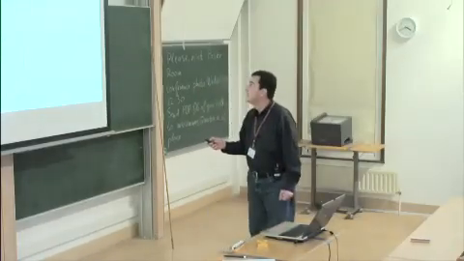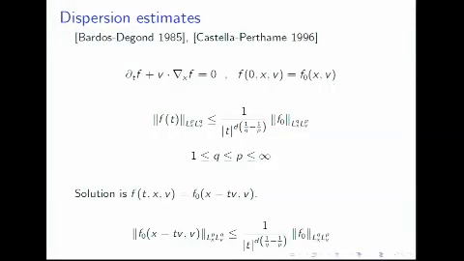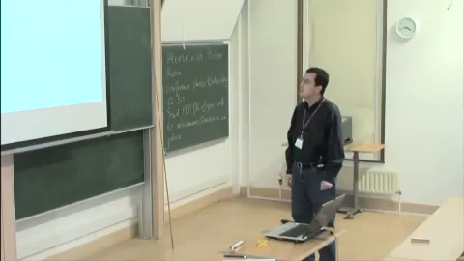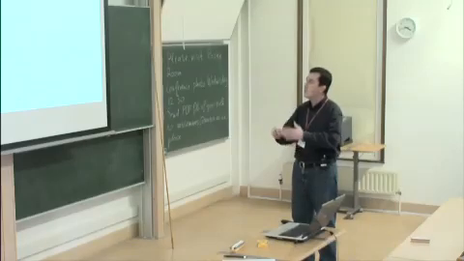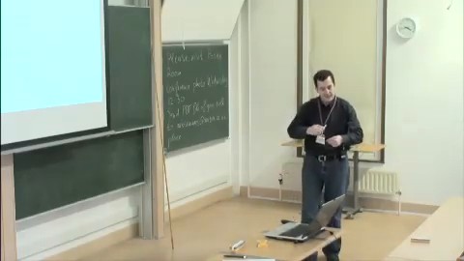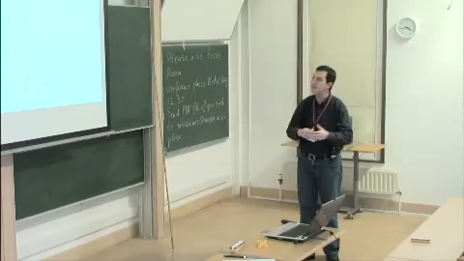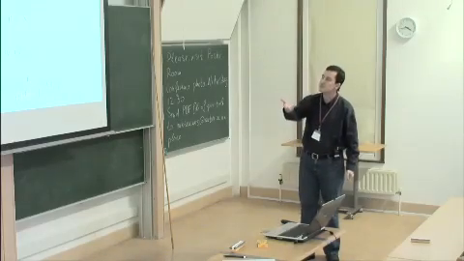Okay, so let's see dispersion estimates. Again, these go back to early versions by Bardos and Degond, and then completed by Castella and Perthame later. Again, you have the kinetic transport equation with 0 on the right-hand side and some data F naught. And it turns out you can estimate mixed Lp, Lq norms on time slices. These are sometimes called pre-Strichartz. Once you have an estimate like this, there is a standard harmonic analysis machinery that you can feed this into to get Strichartz estimates.